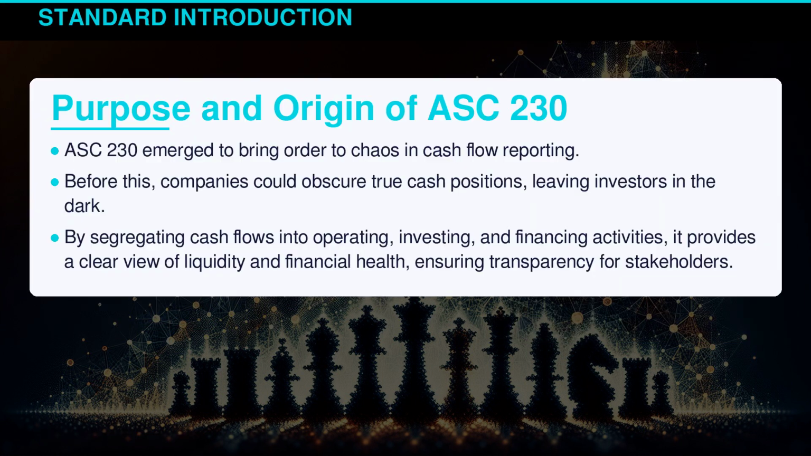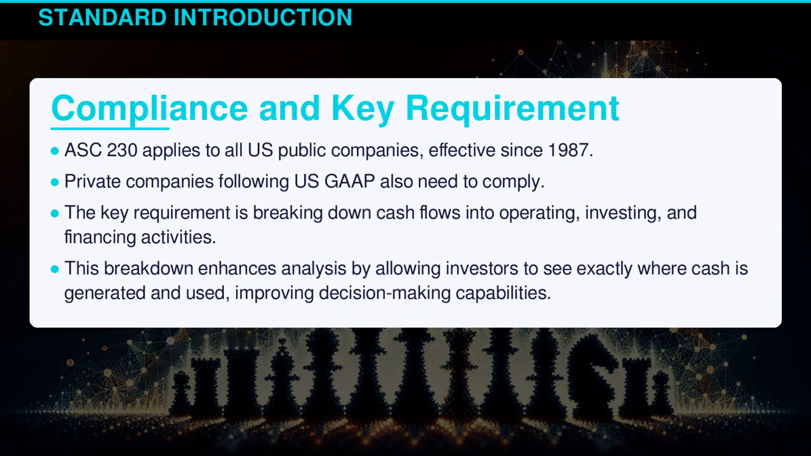ASC 230 emerged to bring order to chaos in cash flow reporting. Before this, companies could obscure true cash positions, leaving investors in the dark. By segregating cash flows into operating, investing, and financing activities, it provides a clear view of liquidity and financial health, ensuring transparency for stakeholders. ASC 230 applies to all U.S. public companies, effective since 1987. Private companies following U.S. generally accepted accounting principles also need to comply.